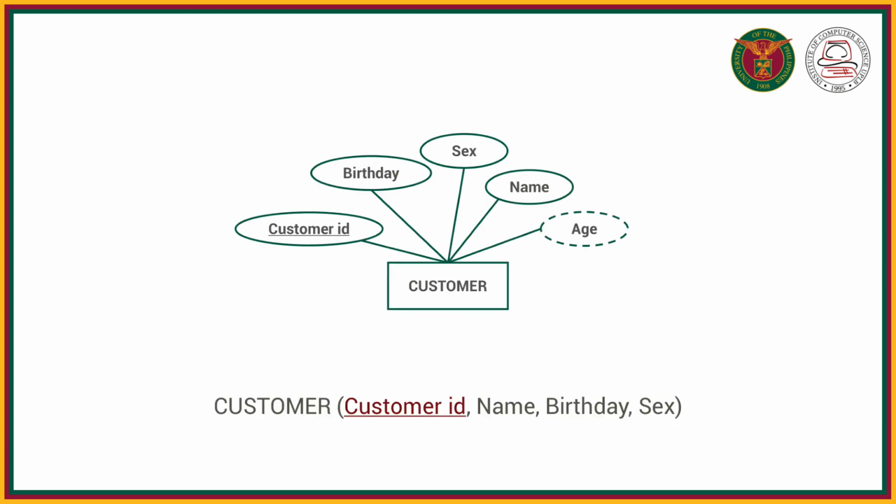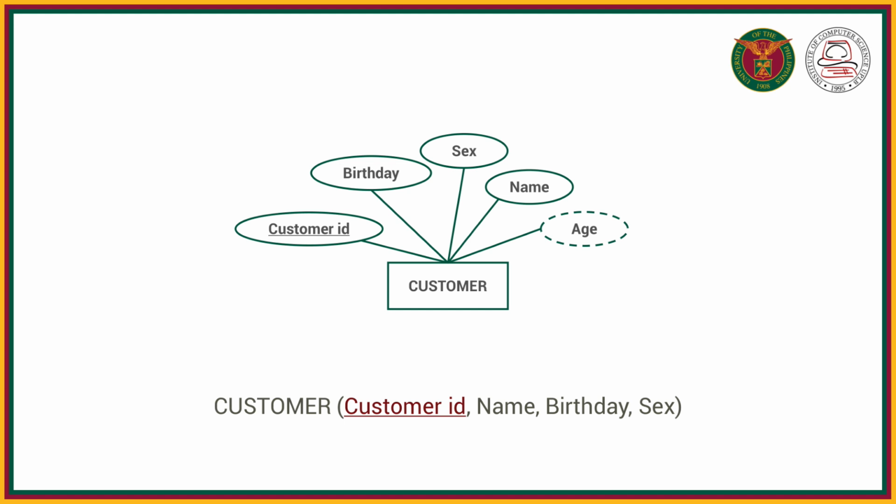To illustrate, we have your entity customer. And then we have the set of attributes customer ID, which is our primary key, birthday, sex, name, and then we have your derived attribute age. So representing this in a relational model, we can create a relation customer that represents the entity. And then all of the attributes will be translated as a column header. So we have customer ID, which our primary key, still naka-underline pa rin si primary key.